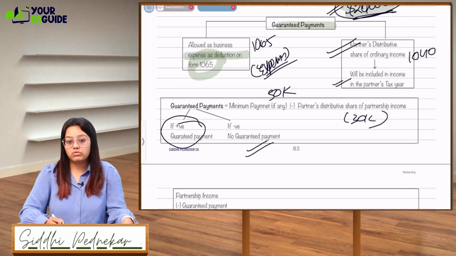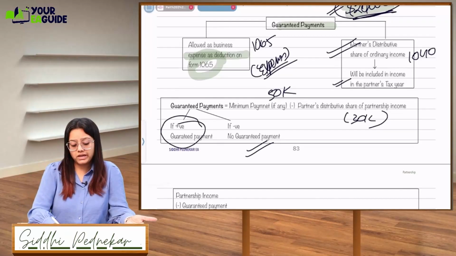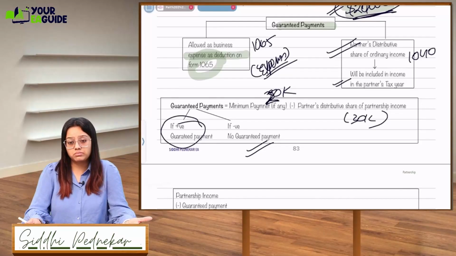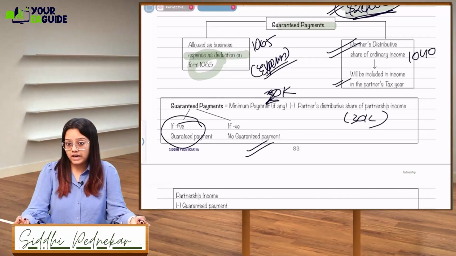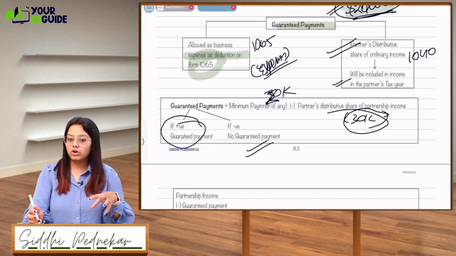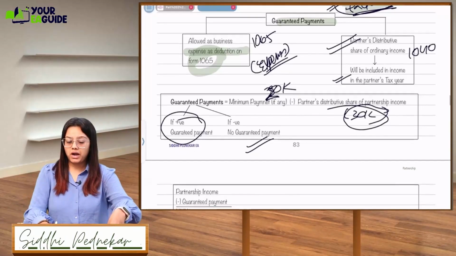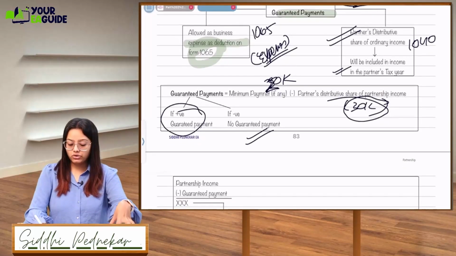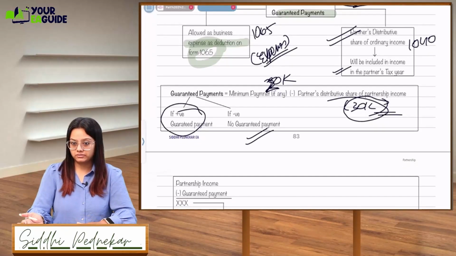If it's negative, let's say you have guaranteed only 20,000. We are going to pay you only 20,000. But since the earnings are higher, you receive the whole 30,000. Can I say there is no guaranteed payment now? The whole minimum payment has been paid to the partner. So the partner is going to include the whole 30,000 as it is in their return.